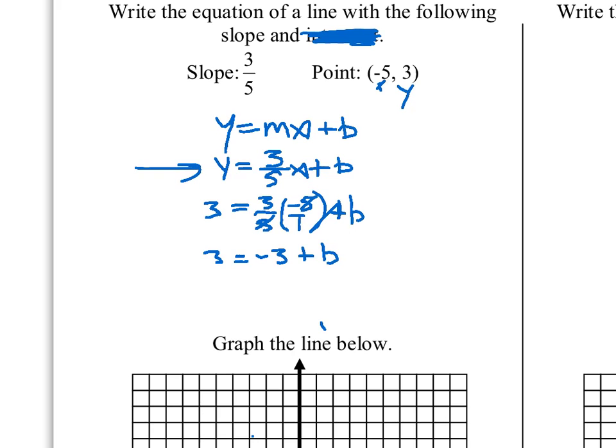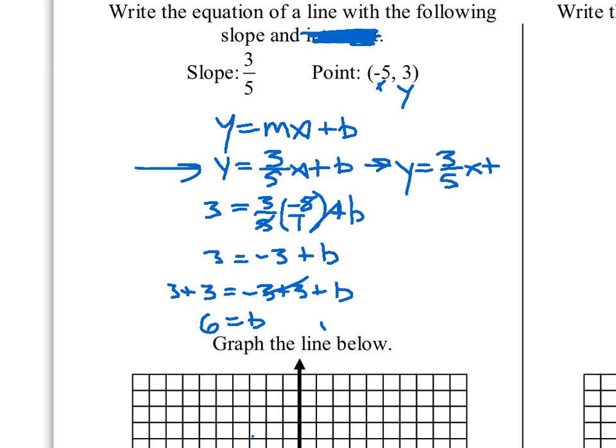And simple one step to solve this equation. What's the one step that I need to solve this equation? What do I need to do to use this equation to find out what my y-intercept is? Malcolm? Yeah, add 3 to both sides. So our y-intercept is 6. And now we can plug that into our equation. We had almost everything that we needed. We were just missing that b. Y equals 3/5 x plus 6.